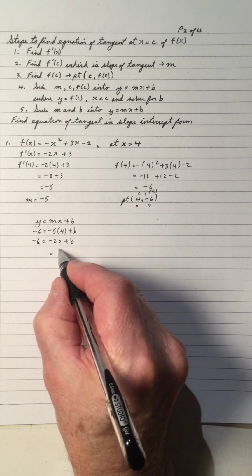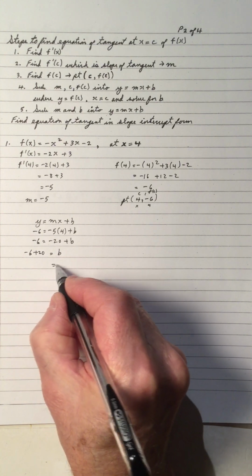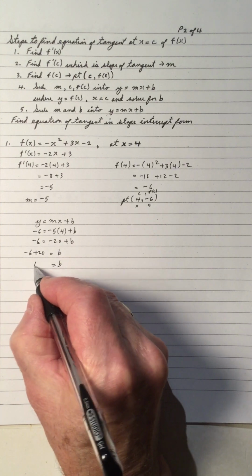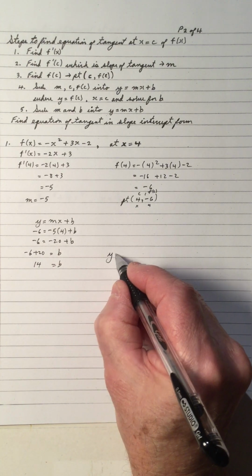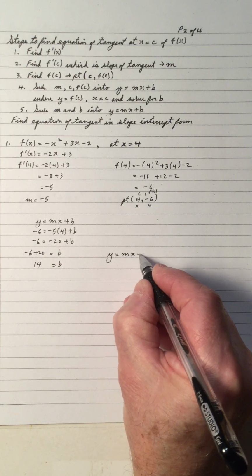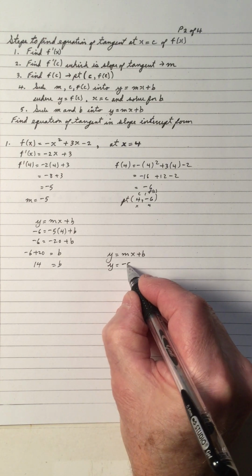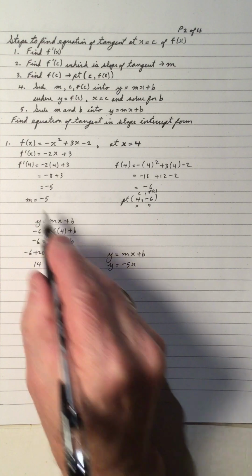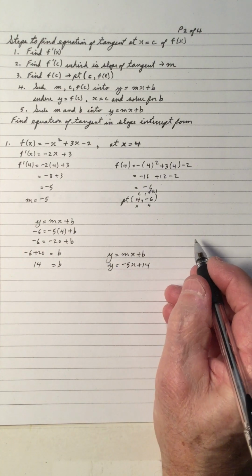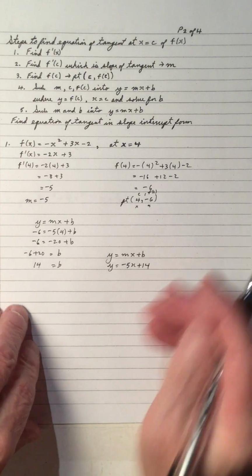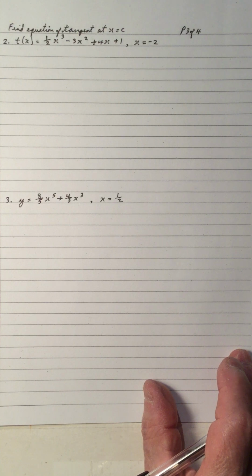So we leave the b where it is and go negative 6 plus 20. So b is 14. And now we have the equation y equals mx plus b with slope y-intercept form. So the slope is negative 5 and the y-intercept is 14. So that's the equation in slope y-intercept form. That's one example. Again, let's do some more.